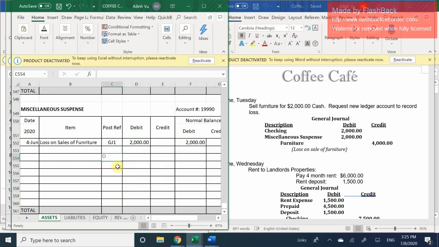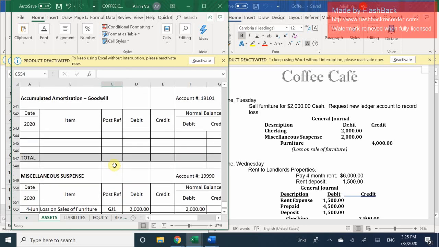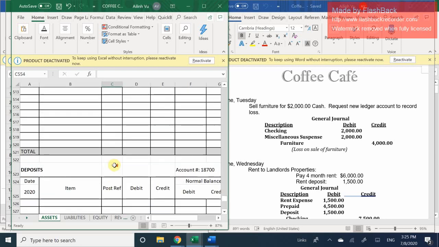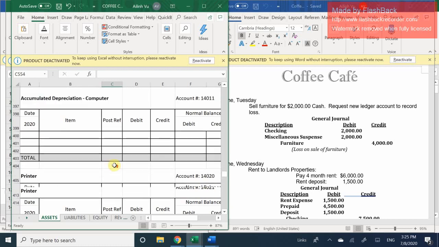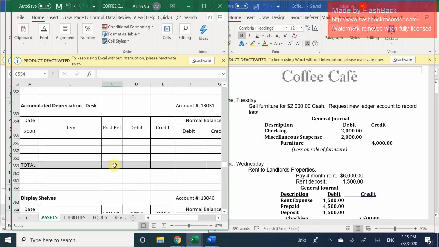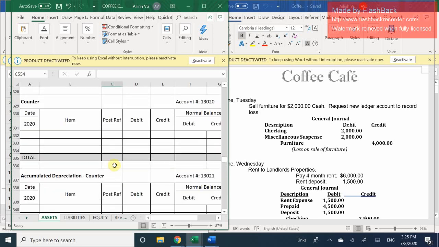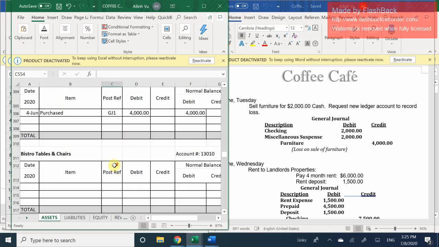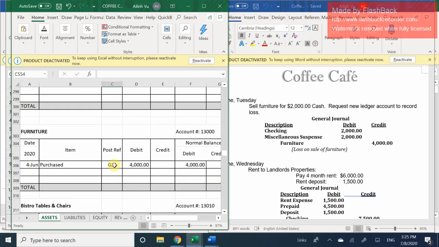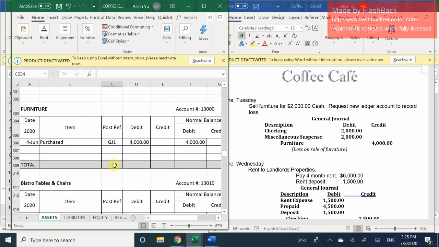It's also good for you to know that generally most assets will have a debit balance. Now we're going to scroll all the way back up because our next account is going to be furniture. Where is my furniture? I see my display shelves, my counter, my desktop, my bistro tables. Here, I found furniture. What page?